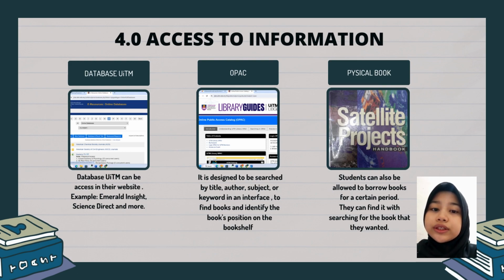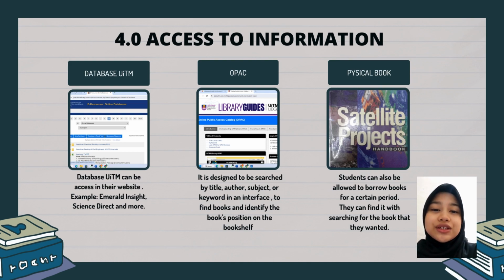Students are also given the facility to access information such as articles, journals, and so on at any time. Furthermore, students are also given facilities to access information using computers and the internet provided by UiTM in the library. This can also help students who live in the dormitory, far away from the library, to find information to complete their assignments and so on.